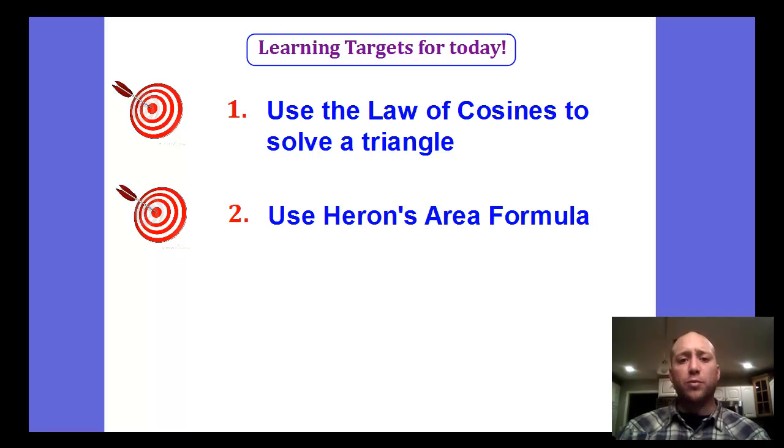Honors Algebra 2, Chapter 13, Section 6, last one of the chapter. We're going to look at law of cosines, and we're also going to look at Heron's area formula.